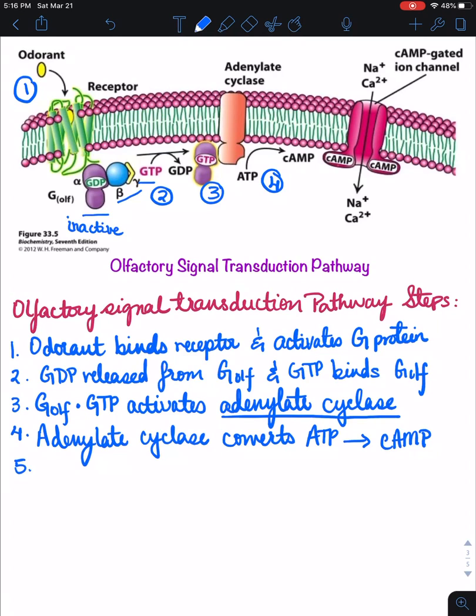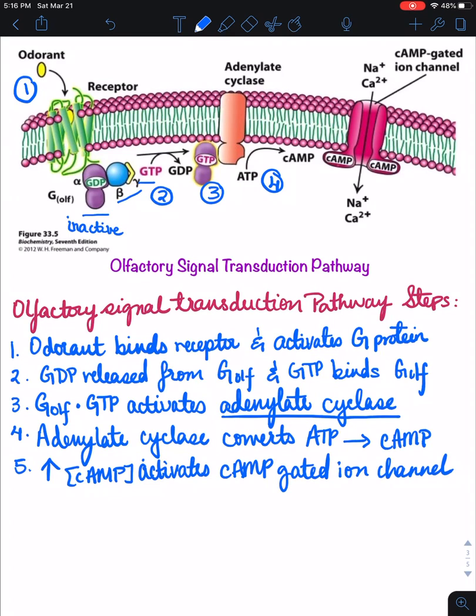Okay, and an increase in cyclic AMP levels activates the cyclic AMP gated ion channel. So step number 5 is right here, where the increase in intracellular levels of cyclic AMP is going to activate this cyclic AMP gated ion channel right here.